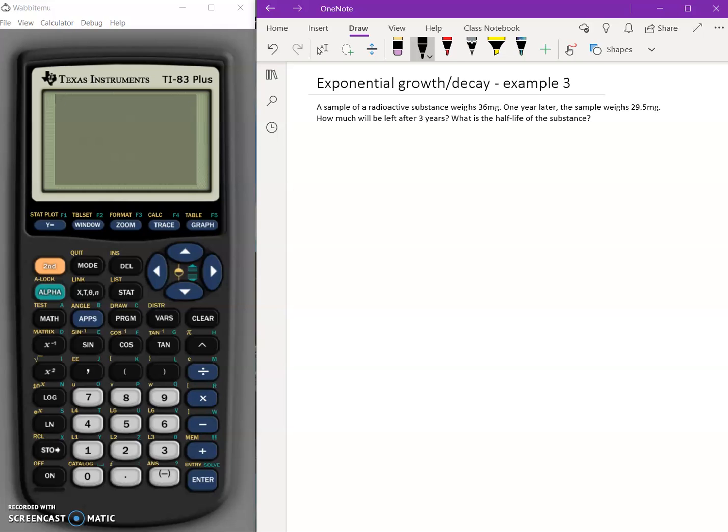A sample of radioactive substance weighs 36 milligrams. 1 year later, the sample weighs 29.5 milligrams. How much will be left after 3 years, and what is the half-life of the substance?